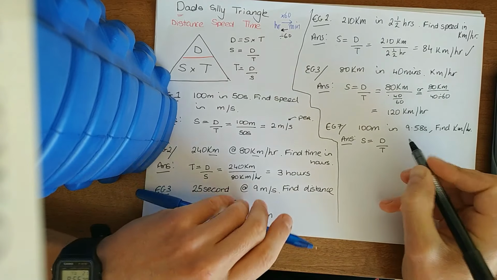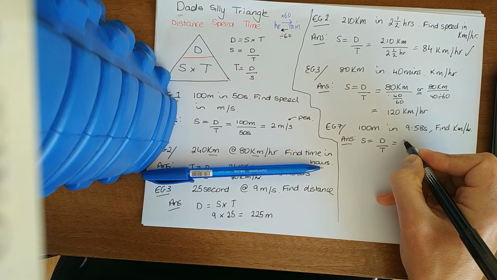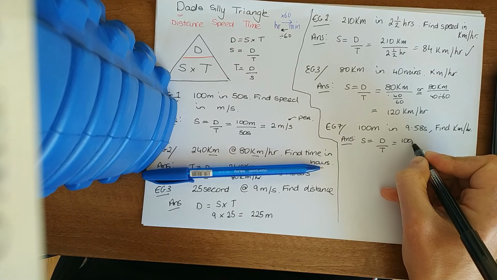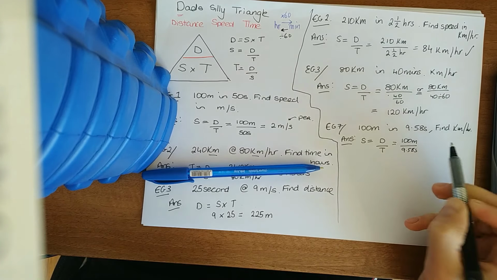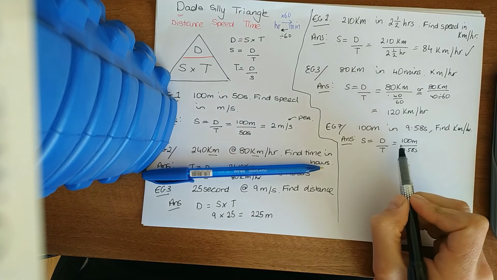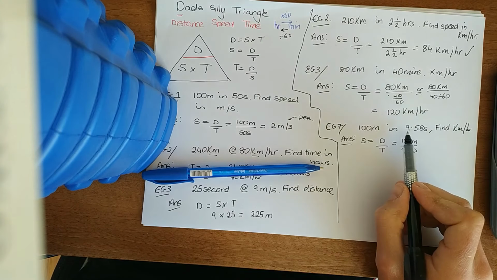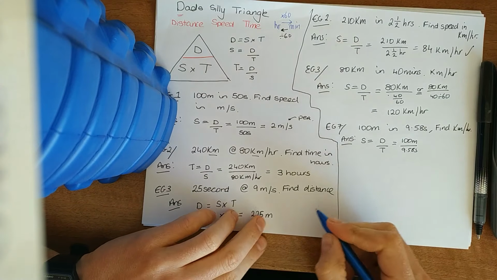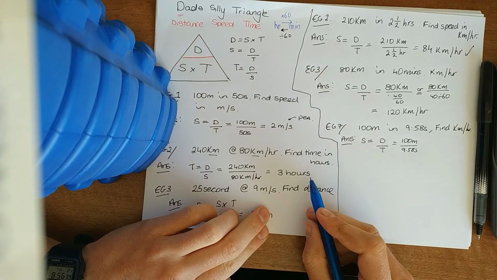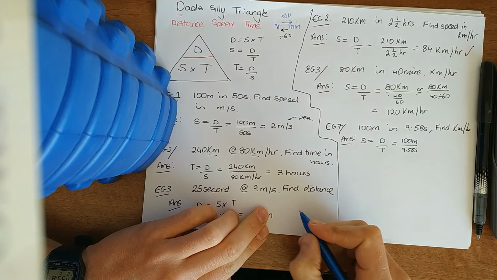Distance over time. My distance here is 100 meters. My time is 9.58 seconds. Now the problem here, I need it in kilometers. The distance in kilometers and the speed in hours. Now, I'll show you down here. This will take a bit of room. So we'll work with our distance first of all.